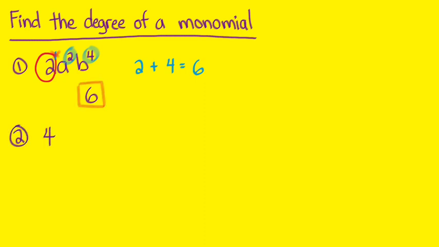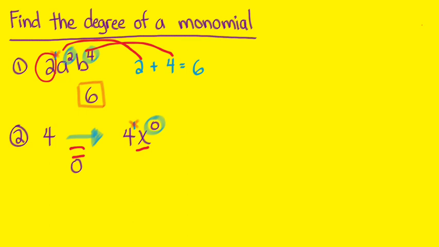This value right here, 4, is just to the 1st power, right? We know it's to the 1st power, but because it does not have an exponential value, we would just say that it doesn't have a degree. It's to the 0 degree. Now, that does not mean it's to the 0 power, because we know anything to the 0 power is 1, right?